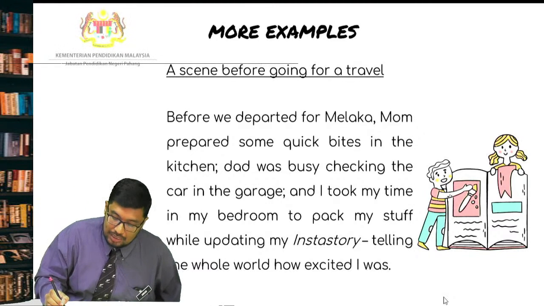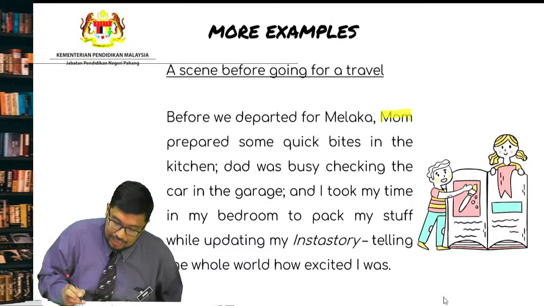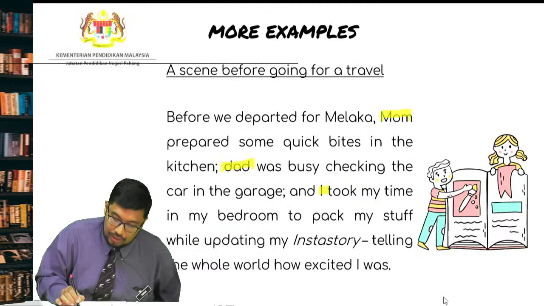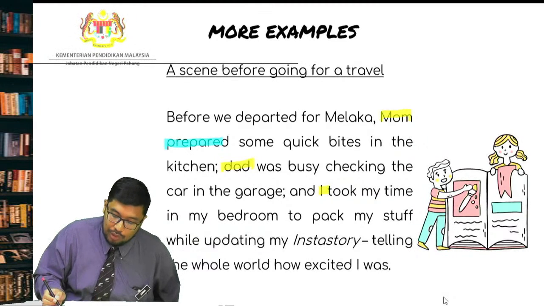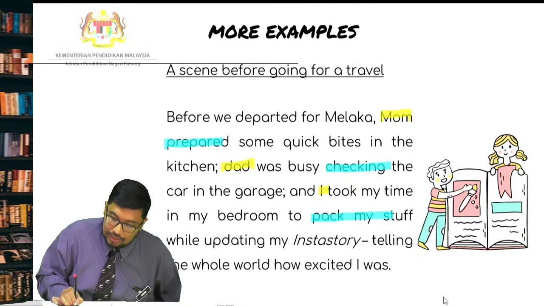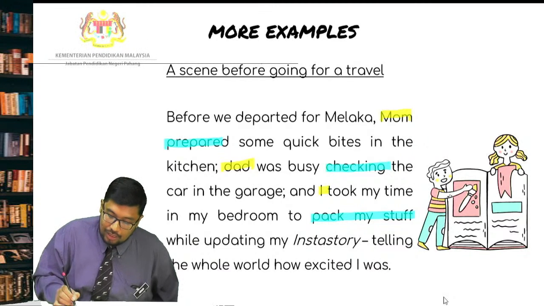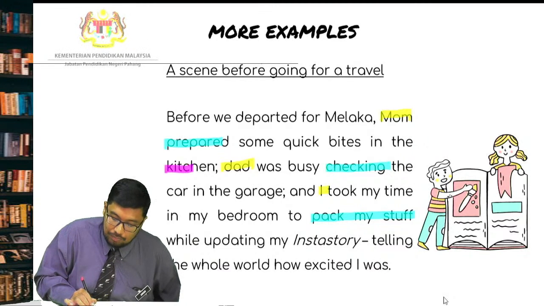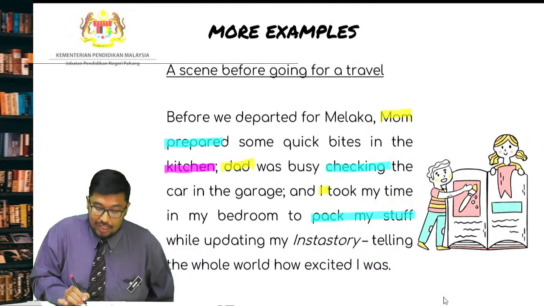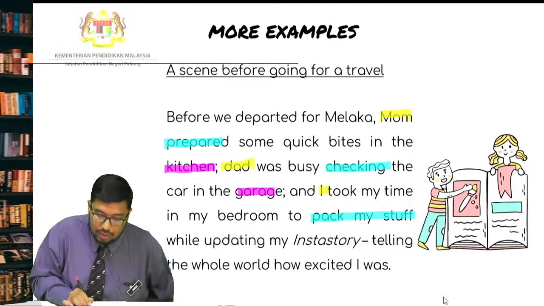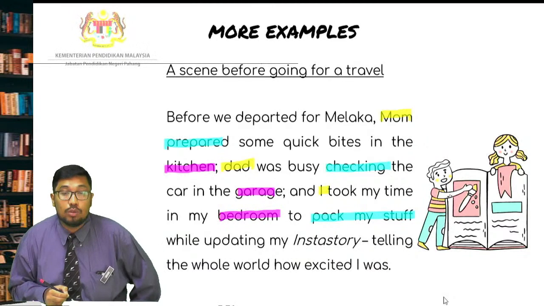First, you must include the character, in this case, Mom, Dad, and yourself. Okay, what were they doing? Prepared some quick bites, checking the car, and also packing stuff. And where were they? Mom was in the kitchen. Dad was busy in the garage. And how about you, yourself, in the bedroom?